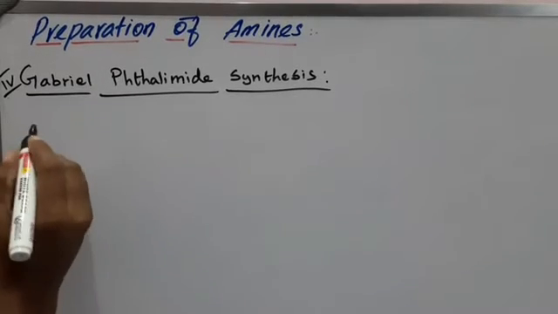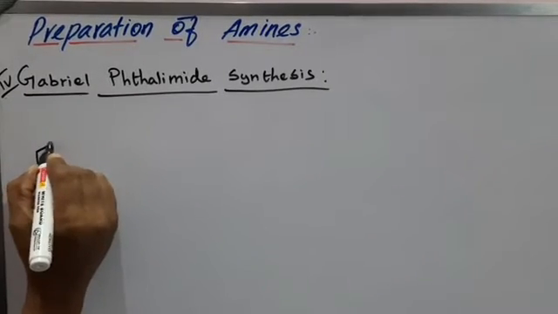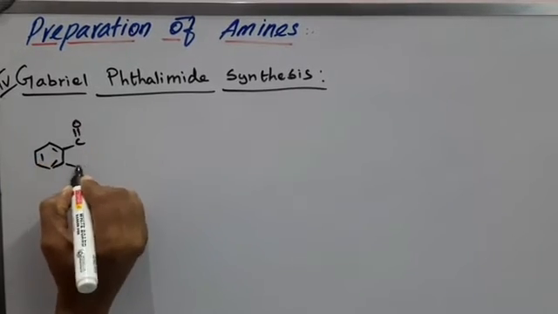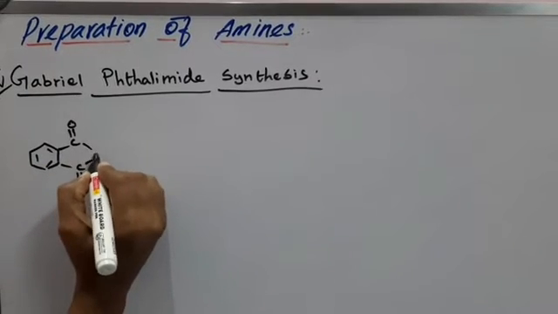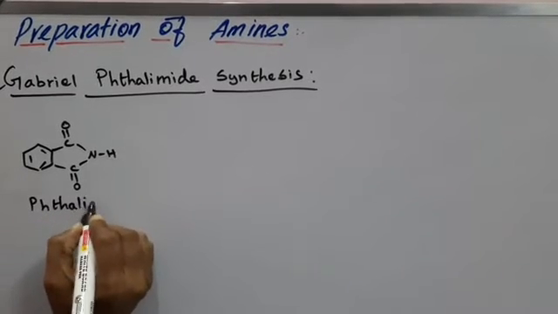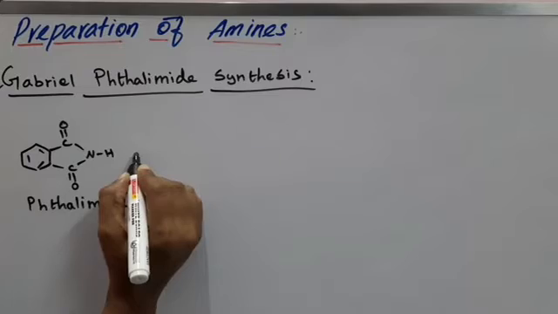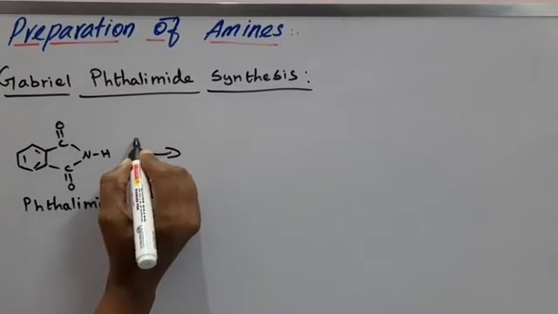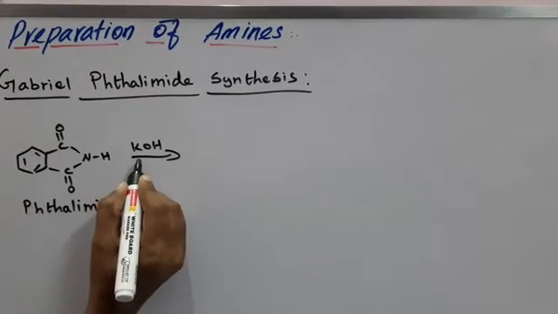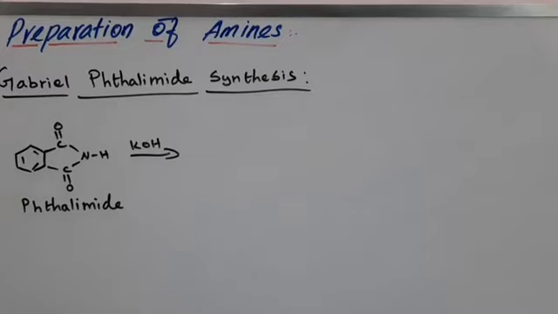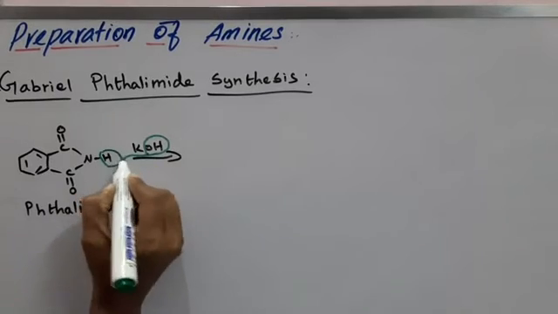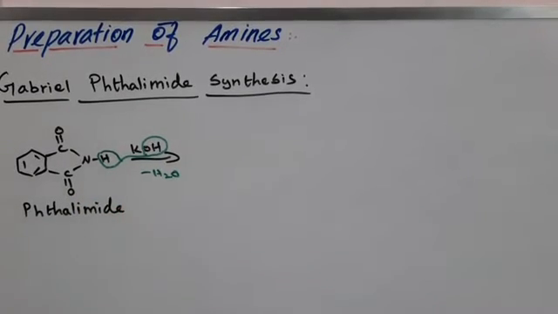Now let me take phthalimide. This is the structure of phthalimide: C double bond O, here C double bond O, and this NH. This is your phthalimide. This phthalimide reacts with ethanolic KOH, in an aqueous medium of ethanolic KOH. Here this hydrogen and this OH are removed as water, H2O. So what do you get?